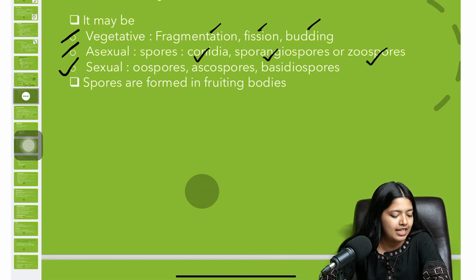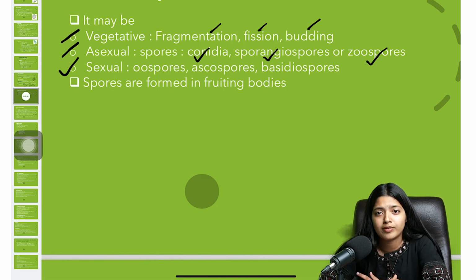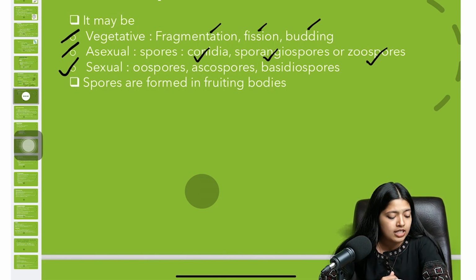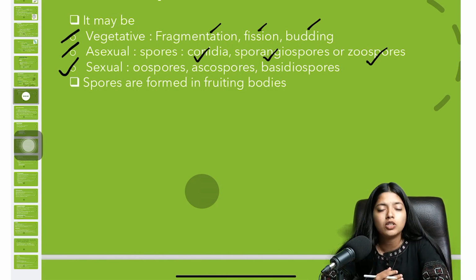Yes. And the next point was asexual reproduction. Asexual reproduction means reproduction without any fertilization. It is by spore formation, which are conidiospores, sporangiospores and zoospores.